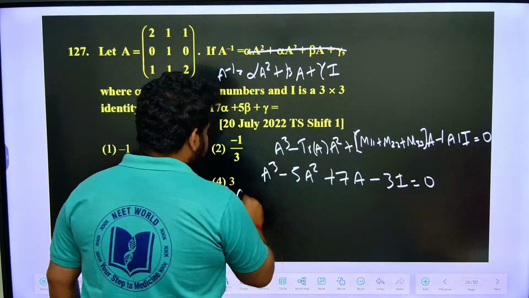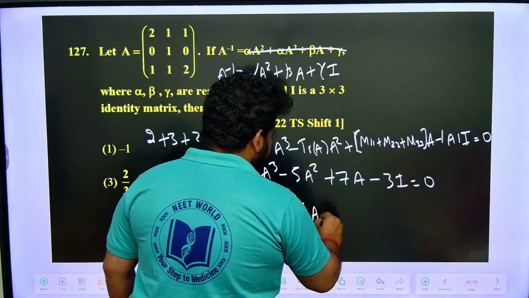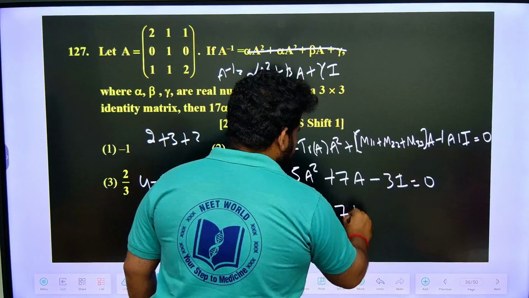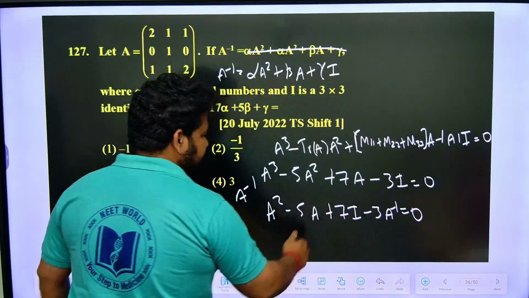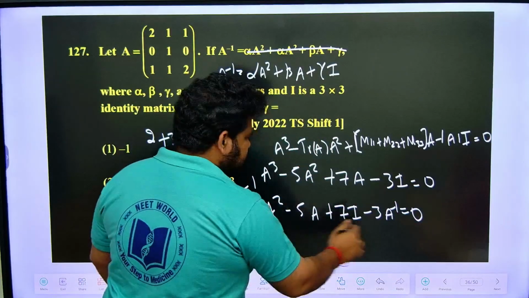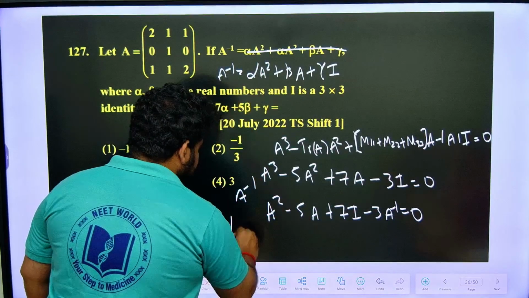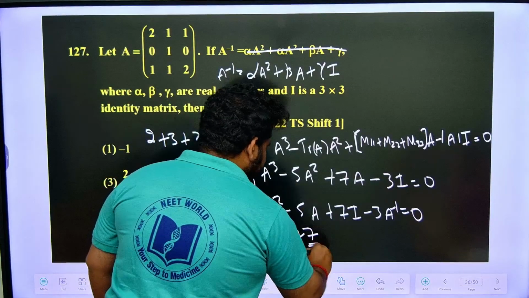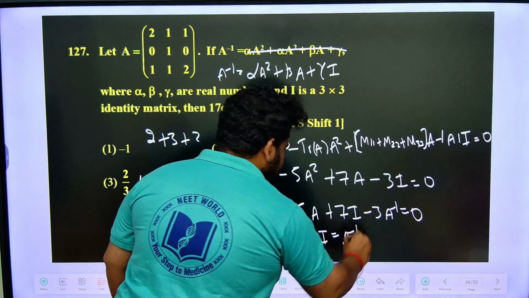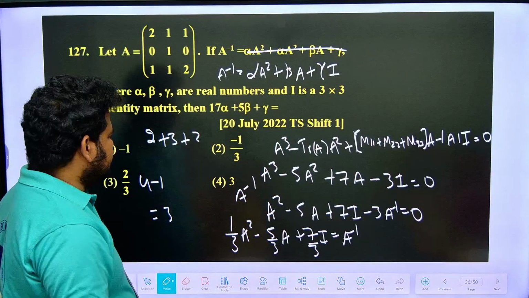Now, A inverse I will multiply for all of this. So, this will become A square minus 5A plus 7I minus 3 into A inverse is equal to 0. So, I will send A inverse that side. 3 times A inverse, I will get 1 by 3 A square minus 5 by 3 A plus 7 by 3 I is equal to A inverse. Now, A inverse is given. So, alpha is equal to 1 by 3.